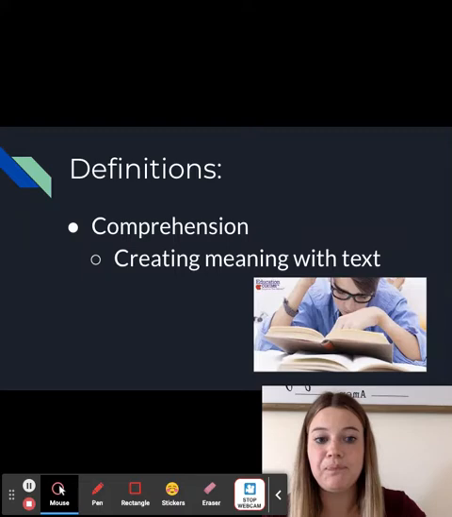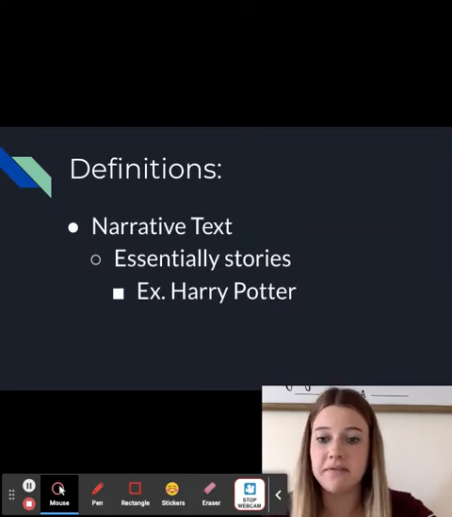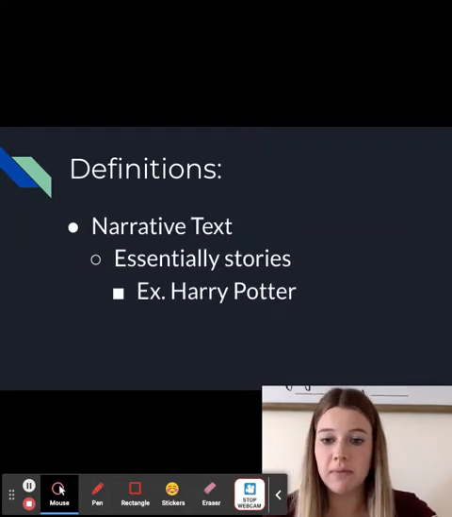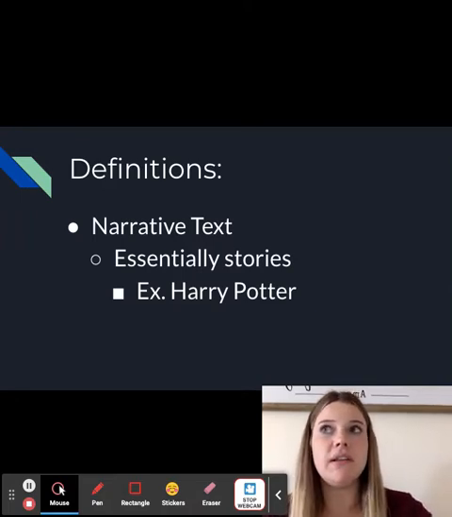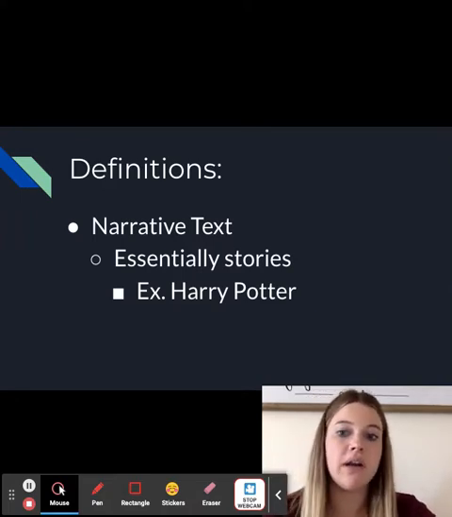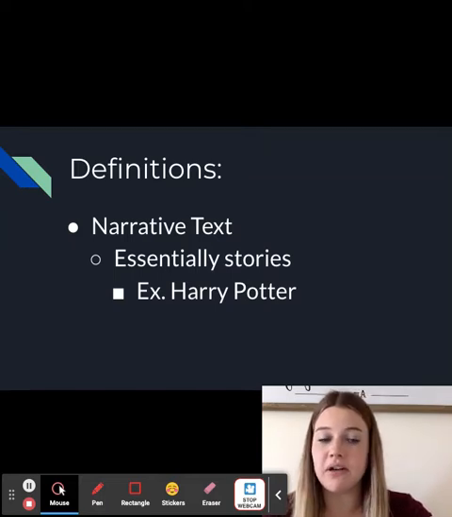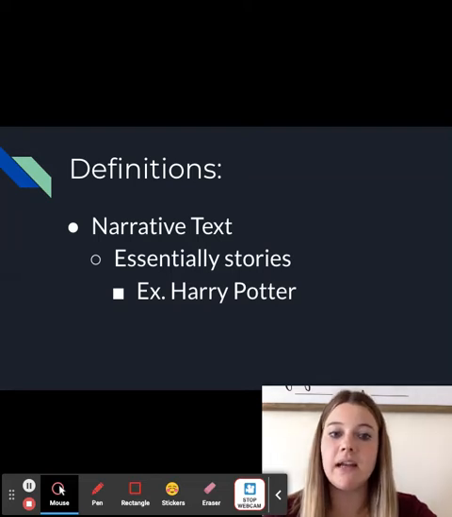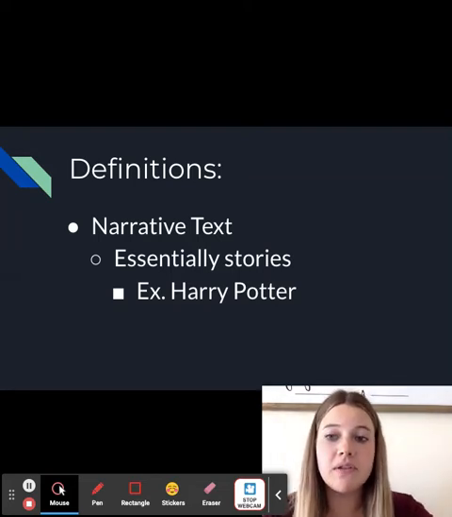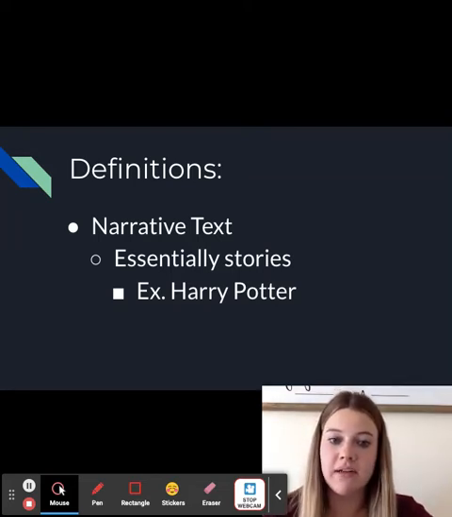In addition, we have narrative texts. Narrative texts are primarily what I teach in English, and those are essentially stories. You can think of Harry Potter, Wonder. Those are all different books that are stories. In our stories, we typically see characters, setting, plot, theme, and those are all characteristics that make up narrative texts.